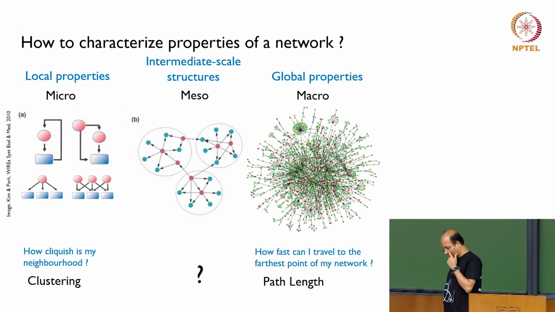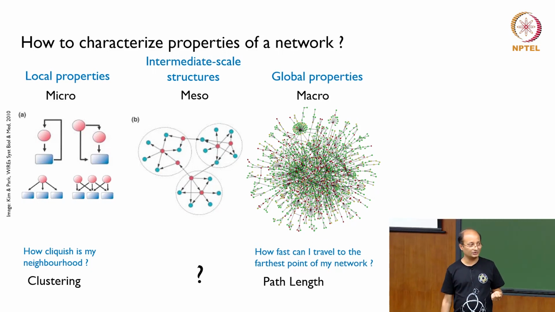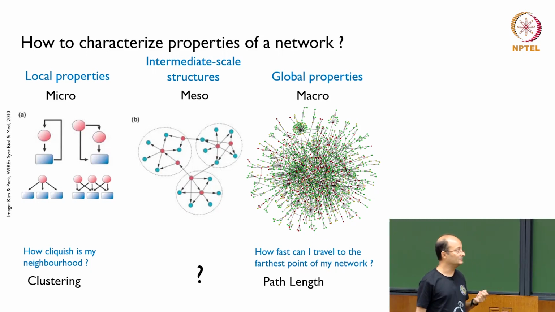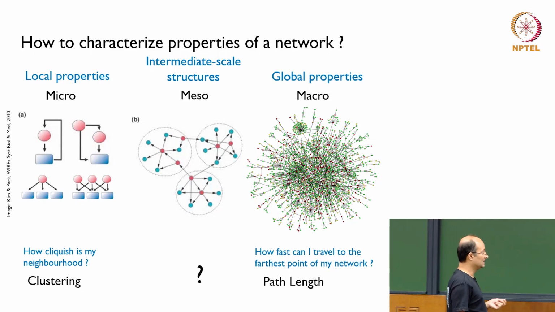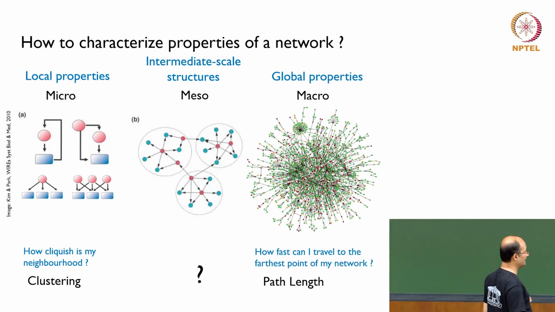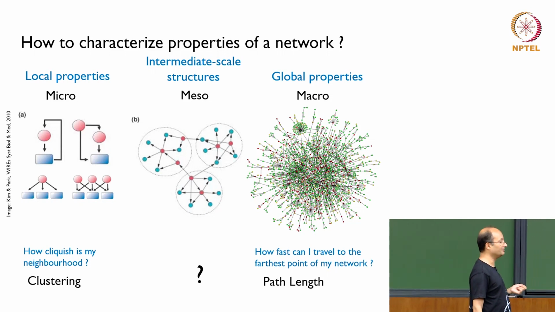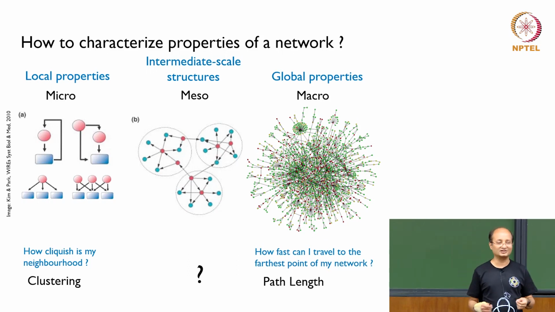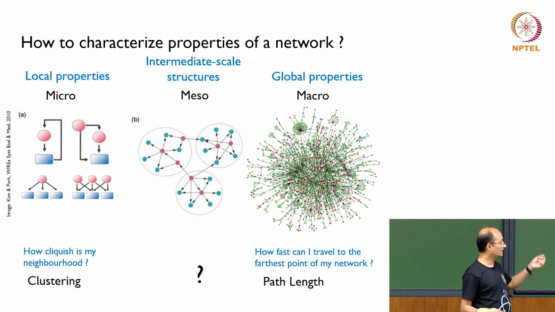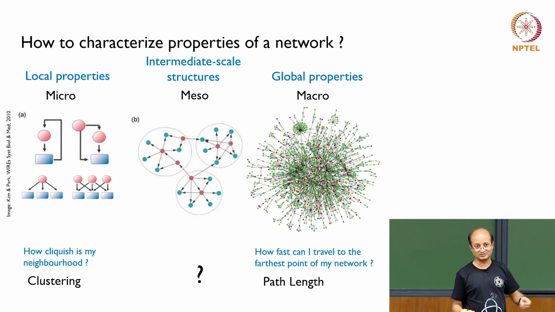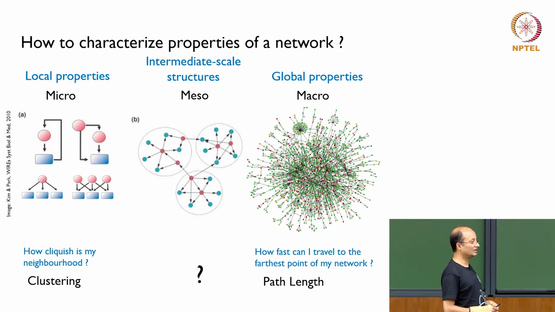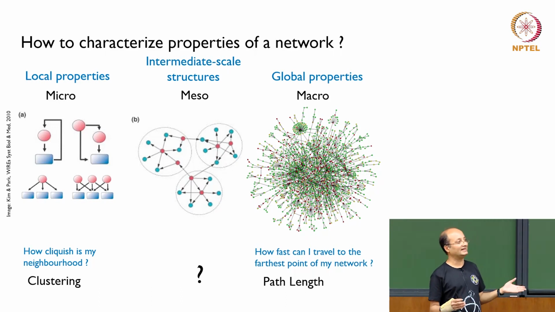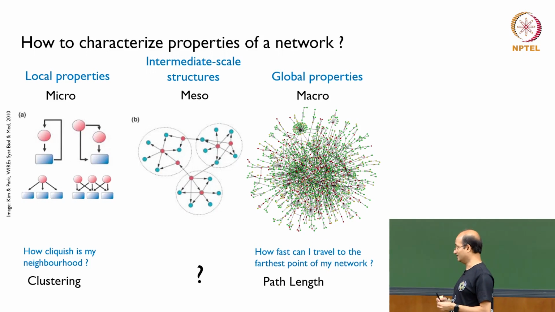So the question is, as always, how do you characterize the important properties of a network? We have already in the previous lectures dealt with the macro properties, right? These are global properties in the sense that you're asking questions about the entire network. Questions like, how can I go from one point of the network to another point of the network? What's the shortest path length? Or it could be about how tightly coupled the entire network is. So any question you're asking about the entire network would be a macro or global level property.